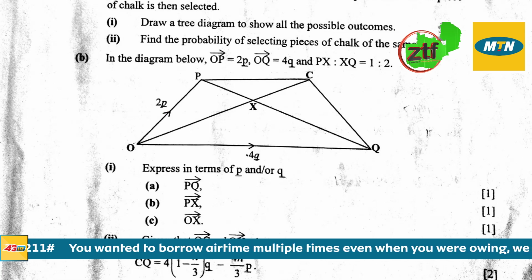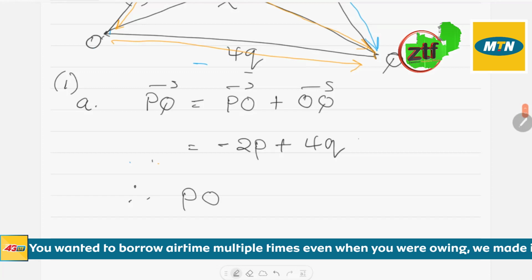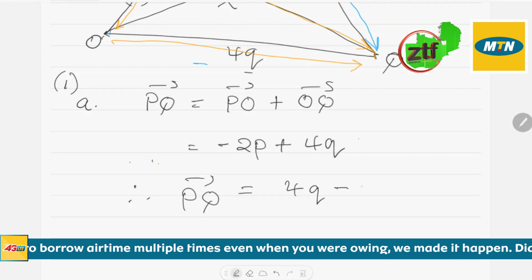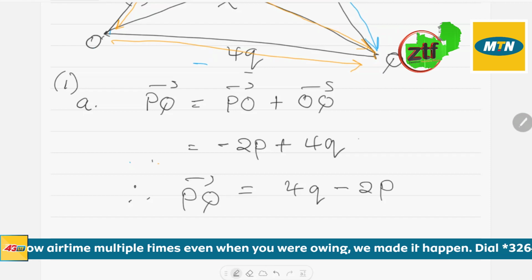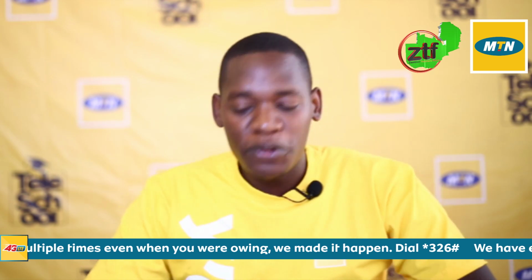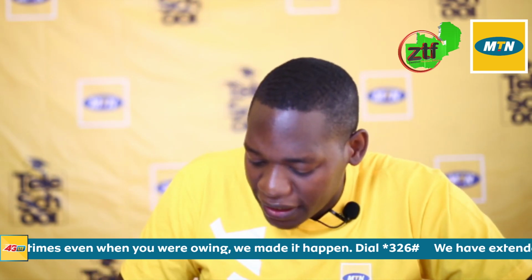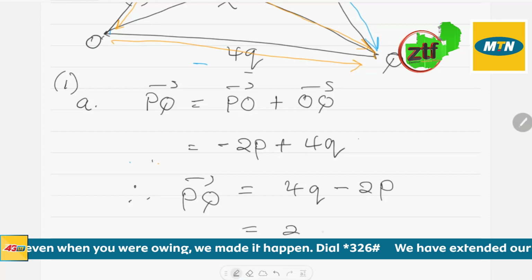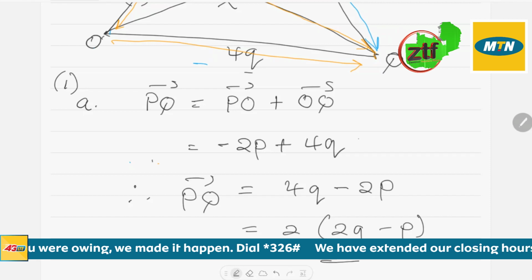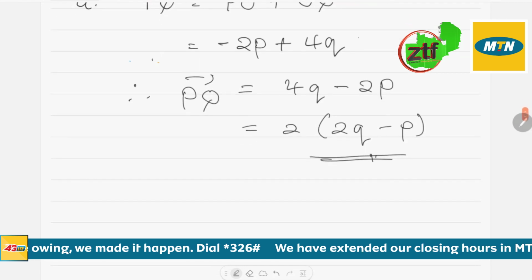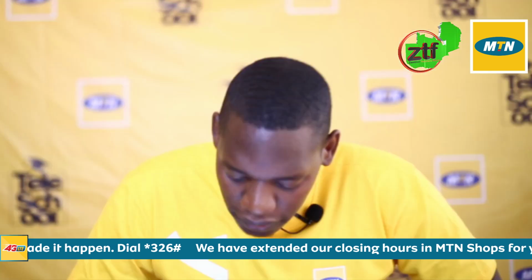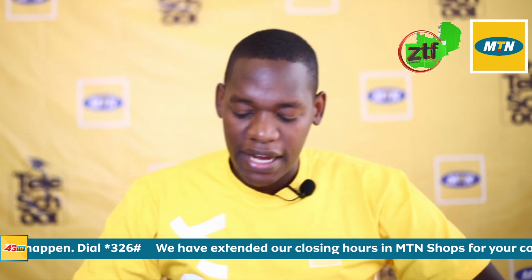Therefore, PQ is the vector 4Q minus 2P. So when you leave it at this point, there is no problem, guys. You will get a mark. Or if you like, you can simplify this one further by factorizing. You say 2, then you have 2Q minus P. This is the same, guys. You get a mark at this point, 0.1 or 0.2. There is no problem. All right, so that is how you find vector PQ.